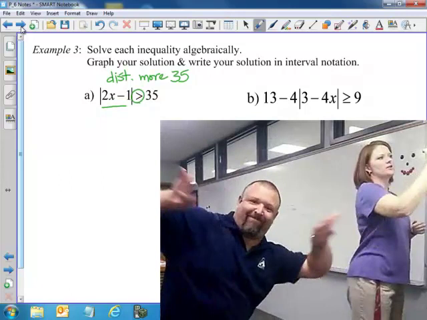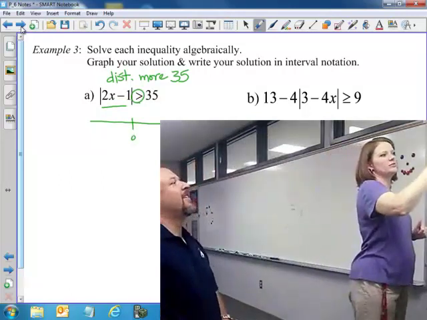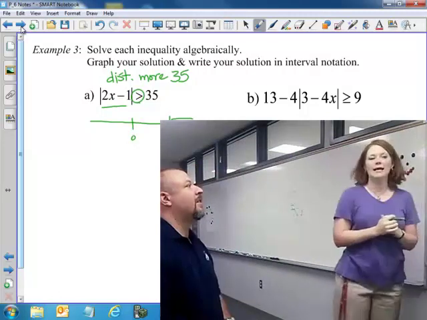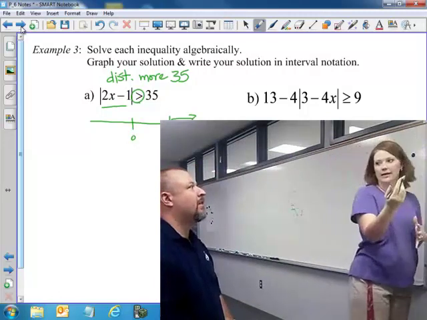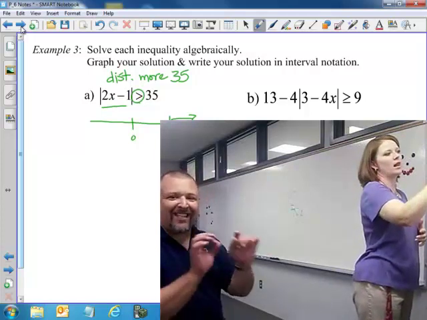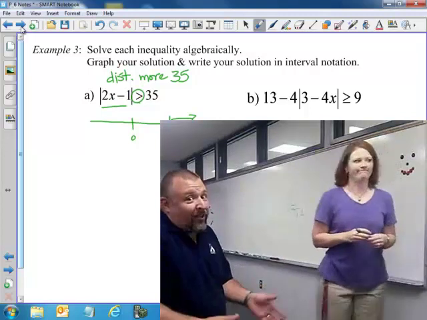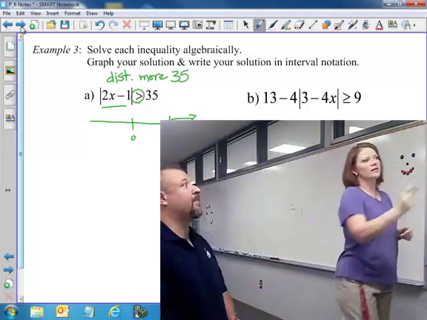So what does that mean? Well, again, you could draw a picture, and that means your distance has to be more than 35, so you could be over there. So we're going to write an inequality to solve for that. So either 2x minus 1. Notice she's not changing the inside of the absolute value at all. Never, ever, ever. We're not going to. Plain and simple.